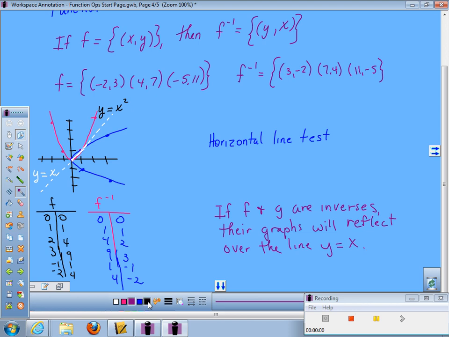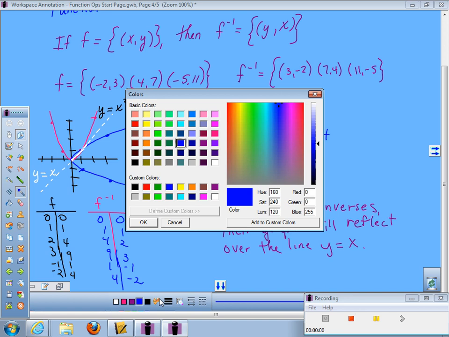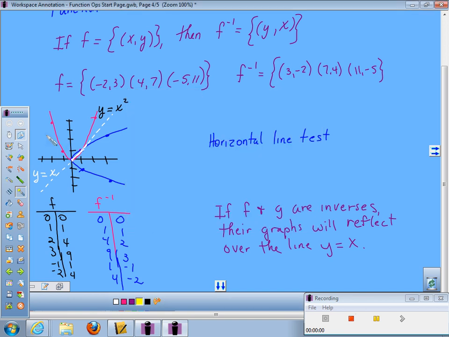If you draw a horizontal line across the point through the original function here, when I draw that horizontal line, I hit 2 points. The original function does not pass the horizontal line test. That tells me that when I do the inverse, it will not pass the vertical line test. When I reflect those points, it's not going to pass.